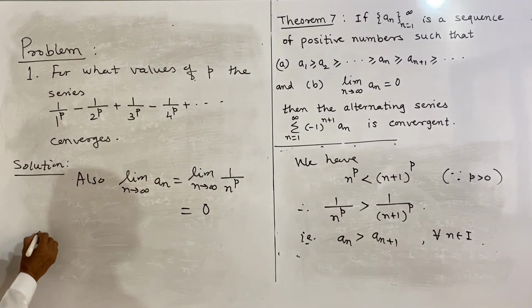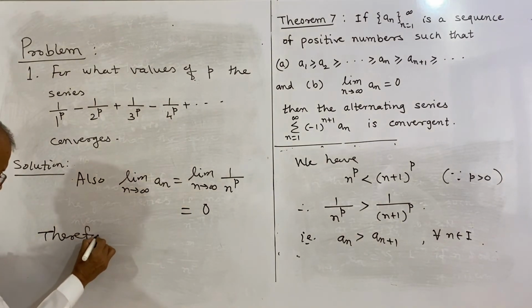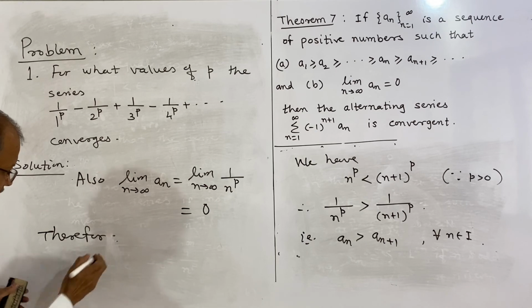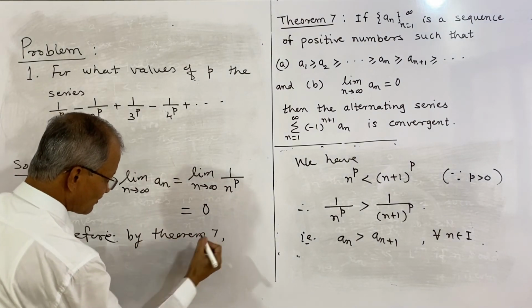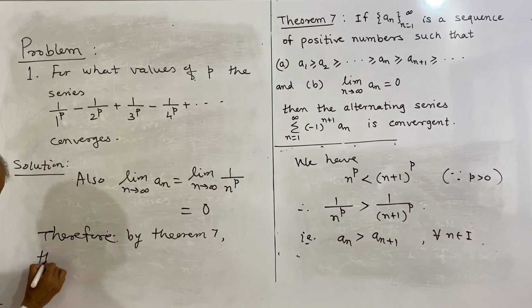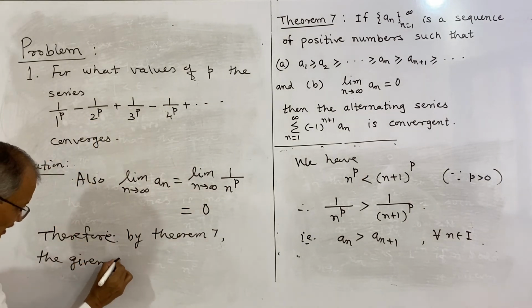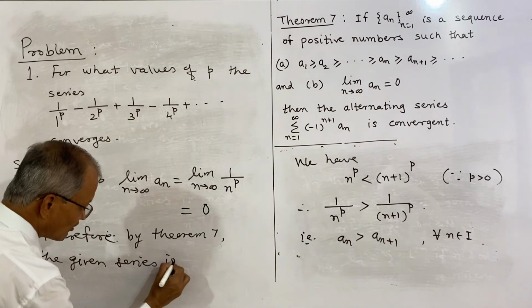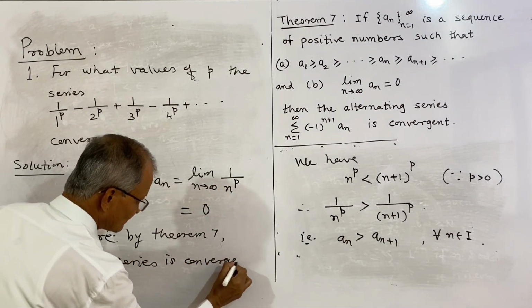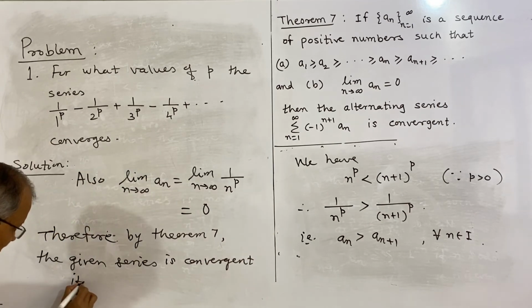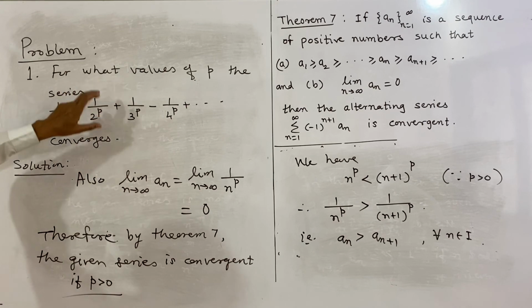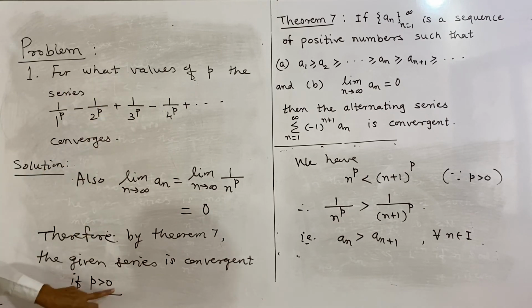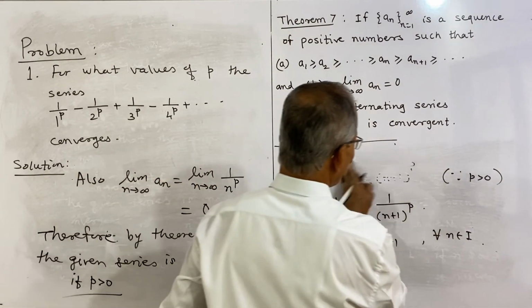So therefore by theorem 7, the given series is convergent if p is greater than 0. So this is actually the answer. For what values of p does the series converge? The series converges for p greater than 0.